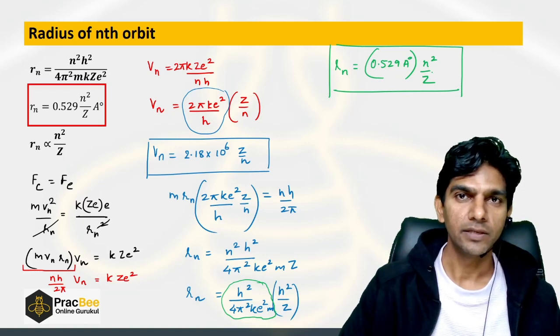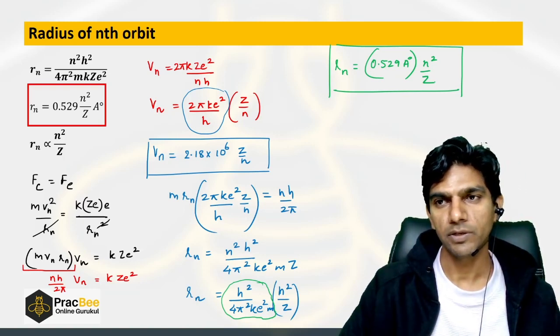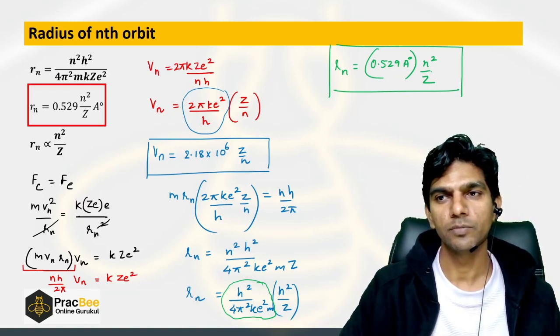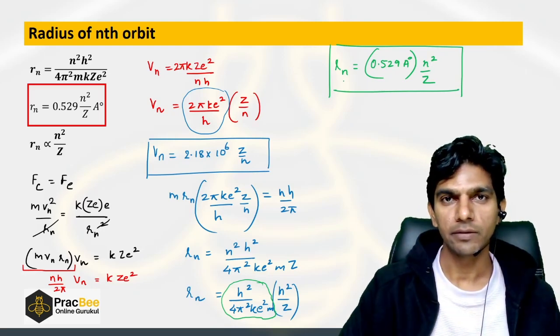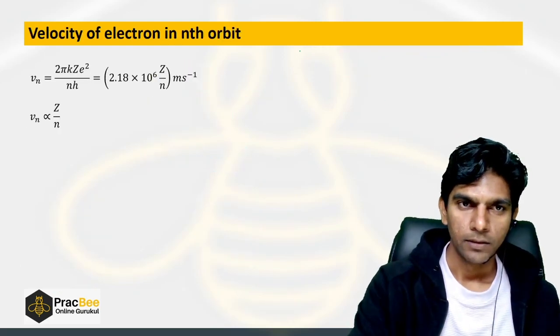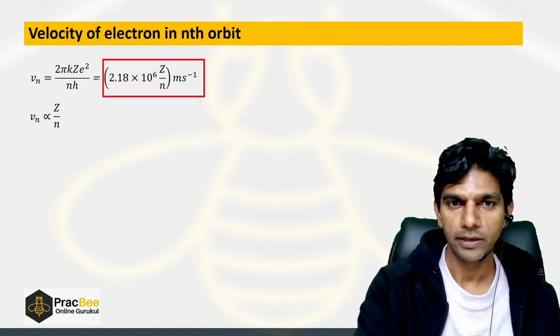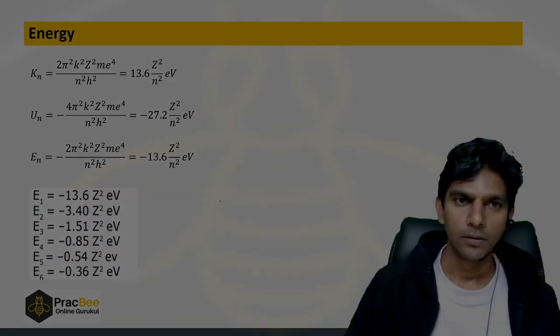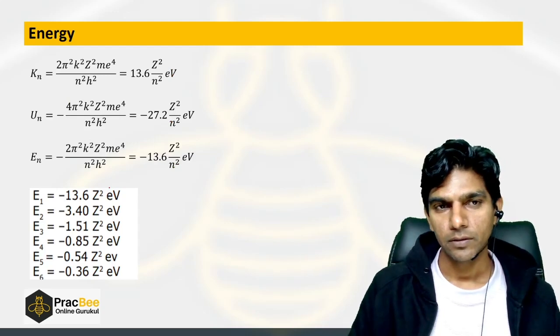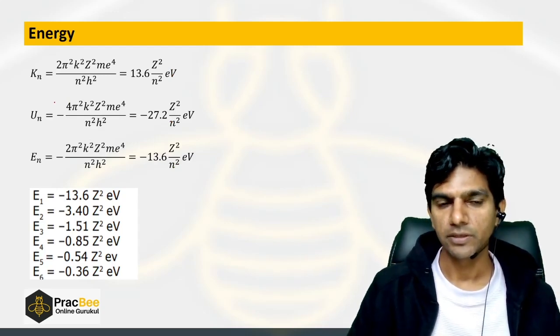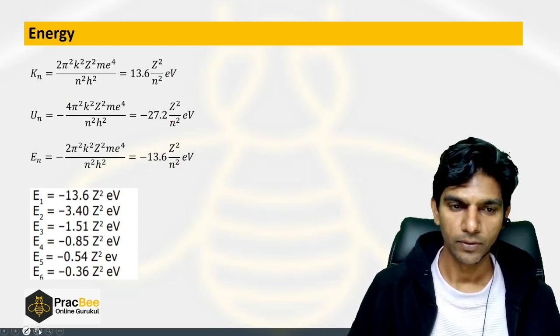Suppose we have lithium 2 plus, then Z will be 3. And if you want to find the radius of the third orbit, then small n is also 3. Like this, we can calculate the radius quite easily. Velocity we have already derived in the last section, that is 2.18 into 10 to the power 6 Z by n. Now let us derive the kinetic energy, potential energy, and the total or mechanical energy.